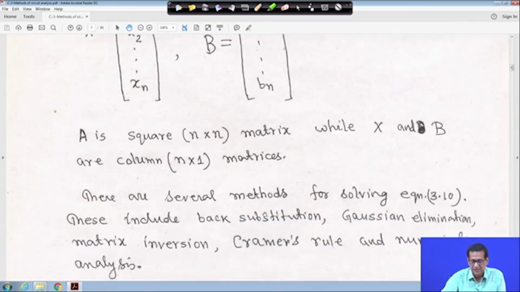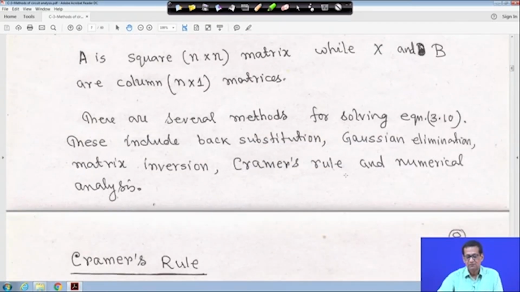There are several methods for solving the equation Ax = b: back substitution, Gaussian elimination, matrix inversion, Cramer's rule, and numerical analysis. There may be many methods, but you have to apply the one which is computationally efficient. Anyway, we will not write any computer code. We will only solve those problems which can be solved in the classroom as a classroom exercise, and we have to see how we can solve them quickly.